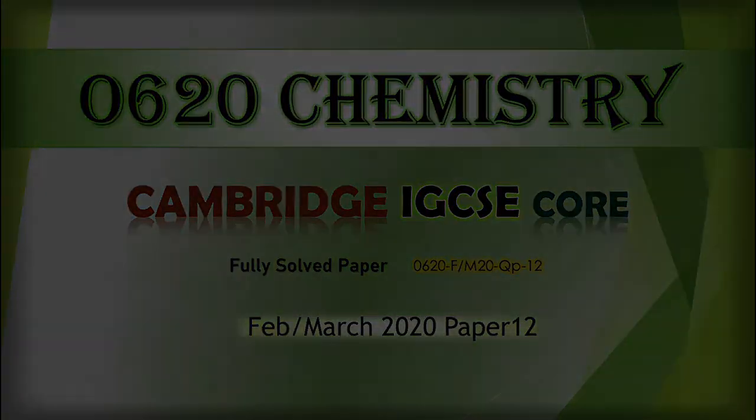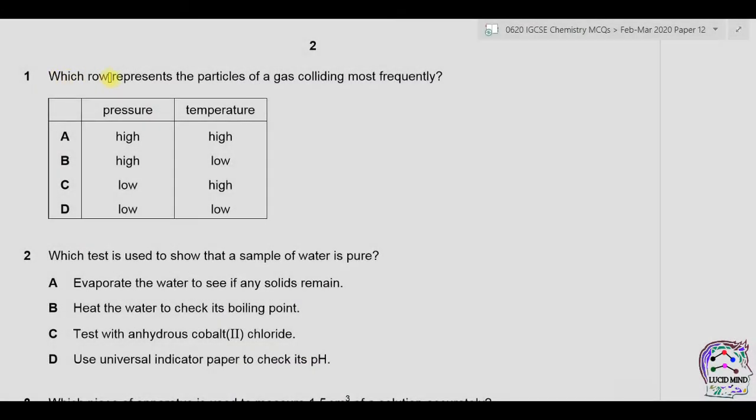Let's begin. Question 1. Which row represents the particles of a gas colliding most frequently? First thing is the pressure and second thing is the temperature. Now as we know that pressure is inversely proportional to the volume, it means that when we increase the pressure the molecules come close together and volume decreases. So when the molecules are closer together there are more frequent collisions. So the pressure should be higher for more collisions.